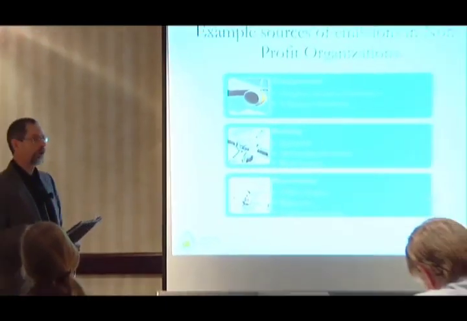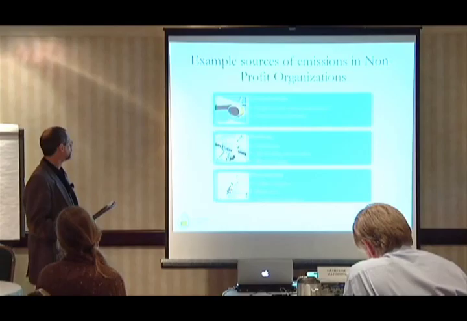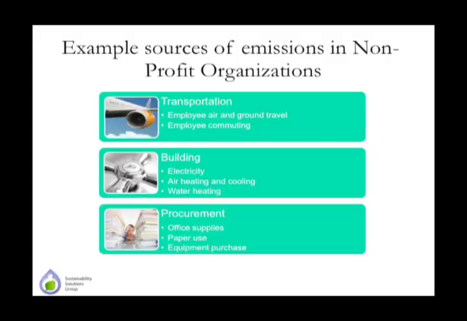Of course, the first thing we did was to identify the various facets of the office that they wanted to measure. Here are some examples of the things we looked at: transportation, employee air and ground travel, for example, employee commuting. In terms of the building, we looked at electricity use, heating and cooling, water heating, that sort of thing.